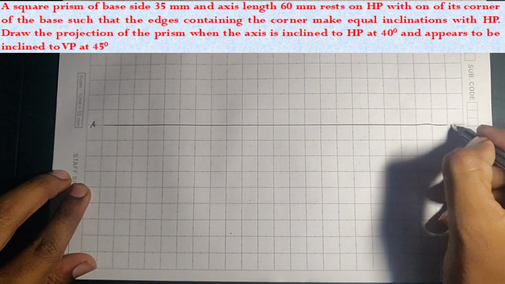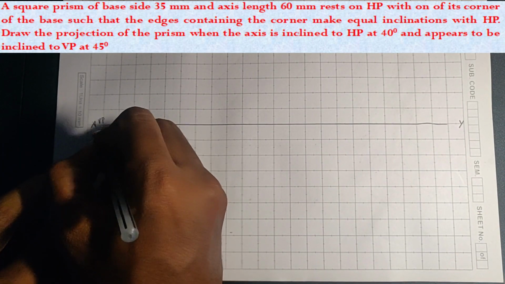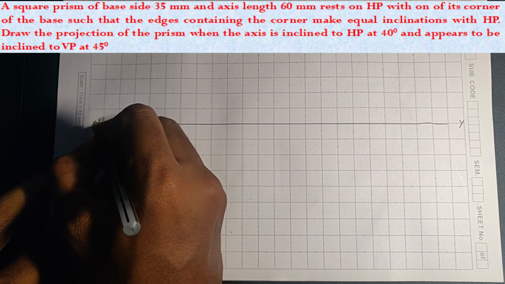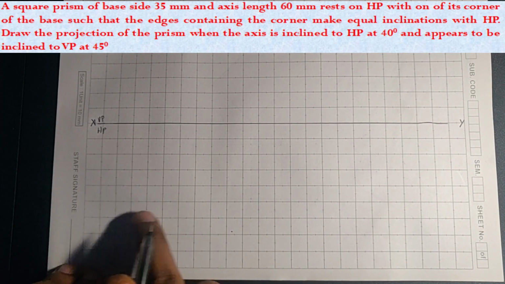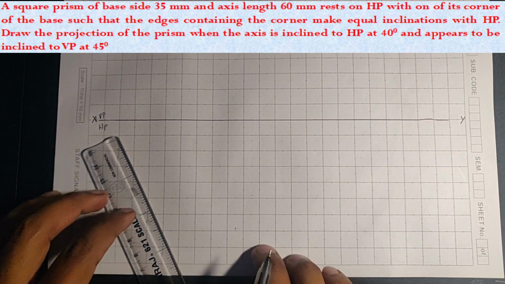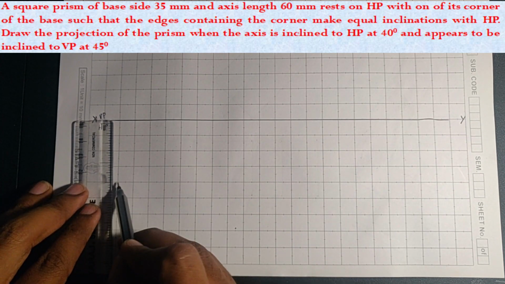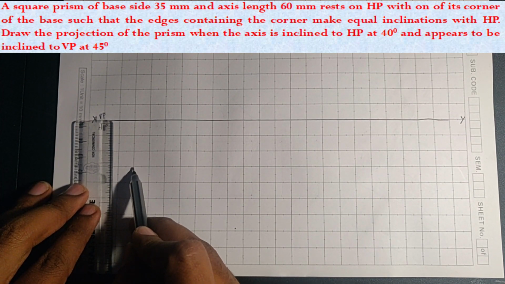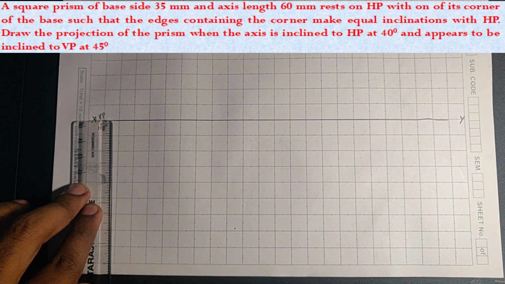So let me take X, Y, VP, HP. Right. So I need to draw a square with a corner condition. So how do we draw this? If I connect from this corner to this corner, it becomes 45 degrees. So what is the length given? It says it is 35 mm.